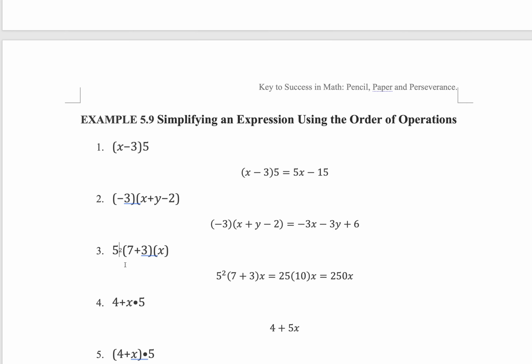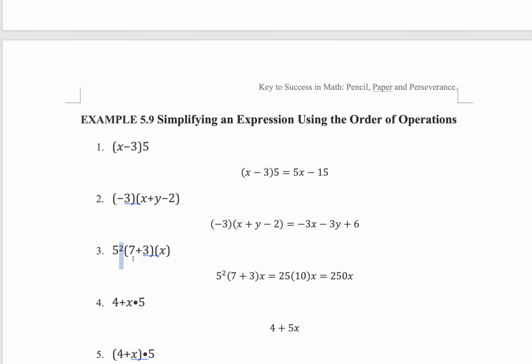And then the next expression, it might be a little harder for you to see here, but anyway, I just want to make sure this is actually number 5 squared. Yeah, I think I can make it a little better. It is 5 squared, okay. 5 squared times 7 plus 3 times x.